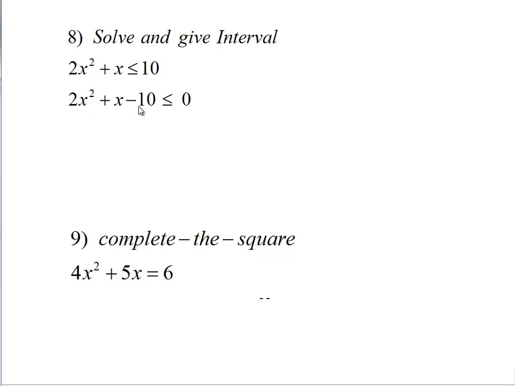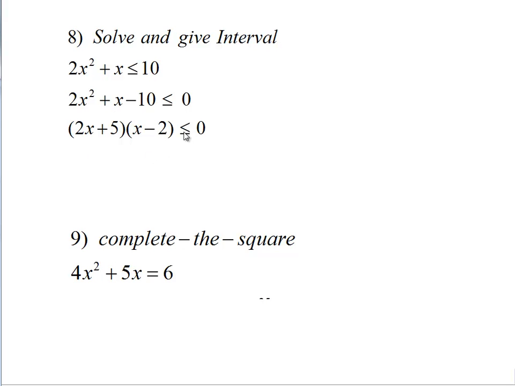The factors of 10 are 2 and 5. So I did 2x plus 5 and x minus 2. Then I check it. I take the middle ones, 5x, and I take the outside, 2 times 2 is minus 4. 5 minus 4 does make my positive 1.